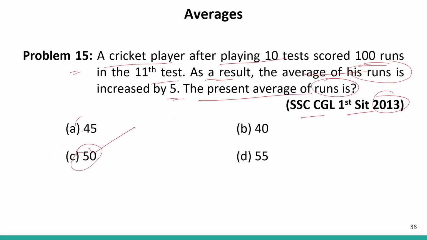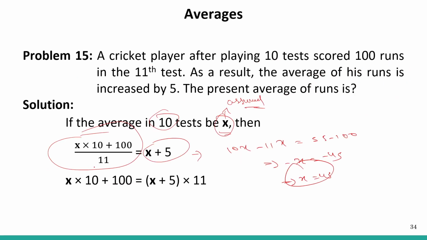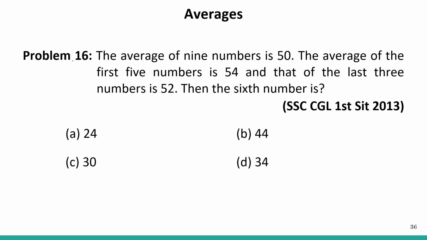That is available in C. 45, 40 and 55 are wrong, respectively available at options A, B and D. So the only correct answer will be option C. So let's see problem number 16. The average of 9 numbers is 50. The average of the first 5 numbers is 54. That of the last 3 numbers is 52. Then the 6th number is what? This question appeared in the SSC CGL first sitting 2013 paper.